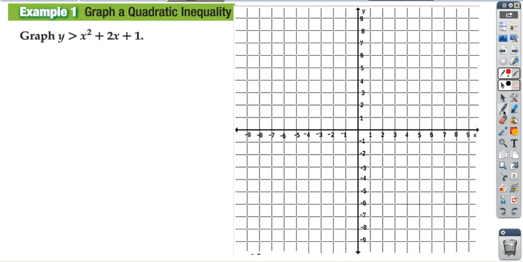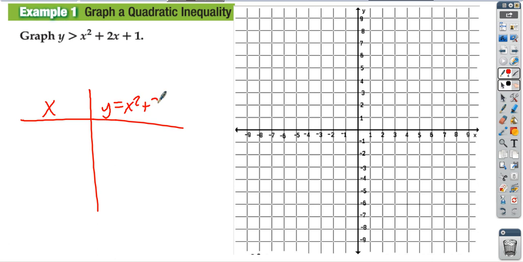We'll use something called test points. Okay, so first of all, how do you graph an inequality? It's very similar to the other graphs we've done. We start by finding the vertex, and then we make a table of values using them. So how do you find the vertex?